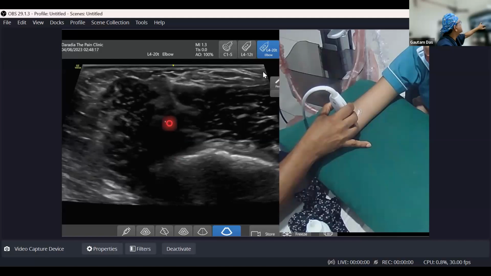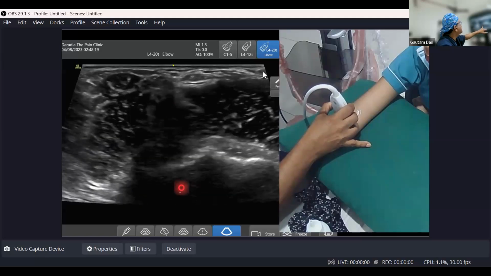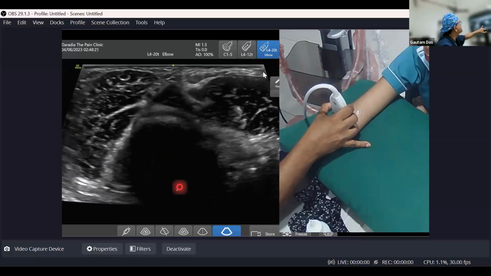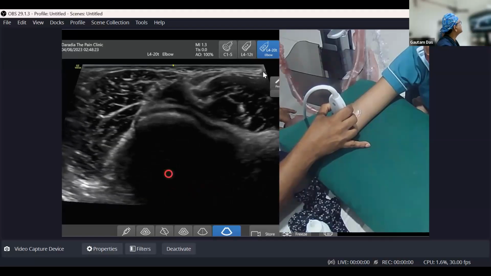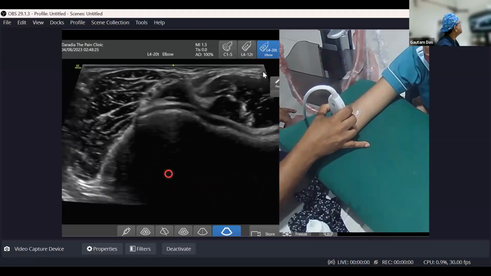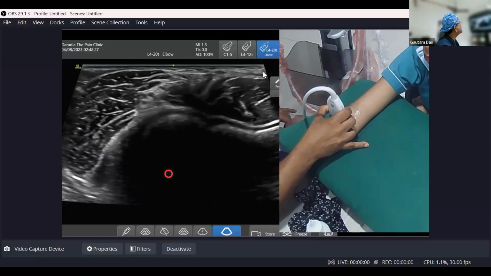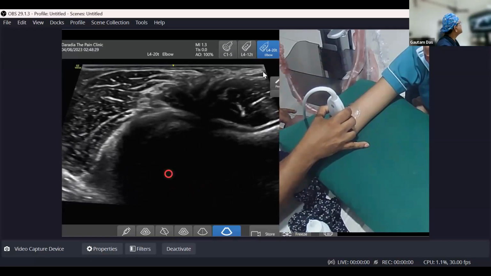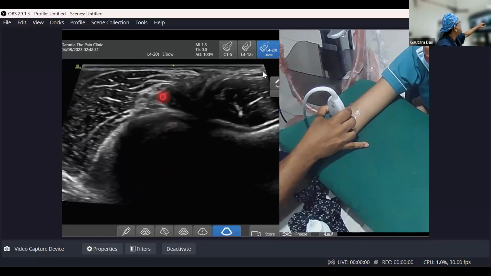So at this point, it is getting a little deeper. This is one nerve. If I'm now coming down, now it has become two nerves. Vessels are still not there, and if I'm coming down, now the vessel appears. So now the two nerves you can see. This is one nerve, this is another nerve, this is one vessel, this is another vessel.